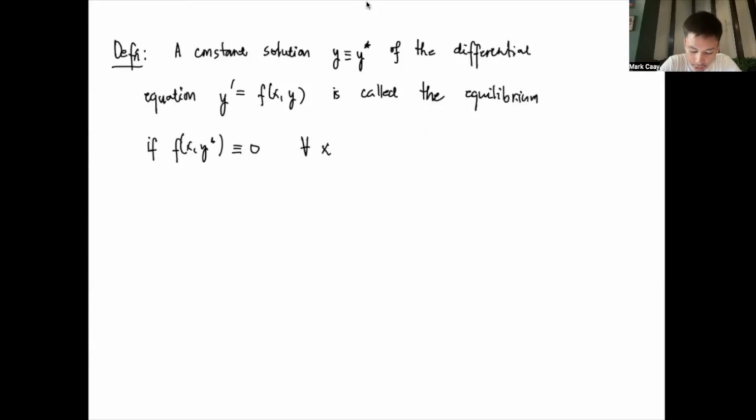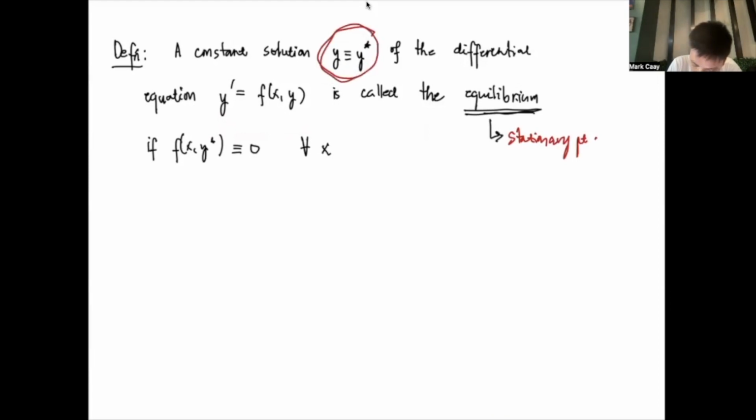Okay, so let's start first with this definition. First is a constant solution, this one here, of the differential equation given by this. We call this an equilibrium point, or some books would actually call this a stationary point, if we plug it in on this differential equation, that will be congruent to zero. That holds for all x, where your x is in the given domain of your differential equation.